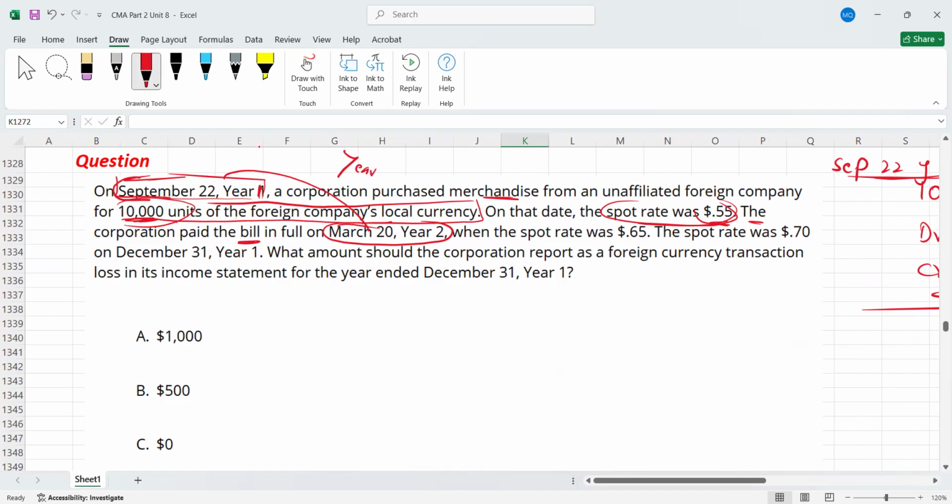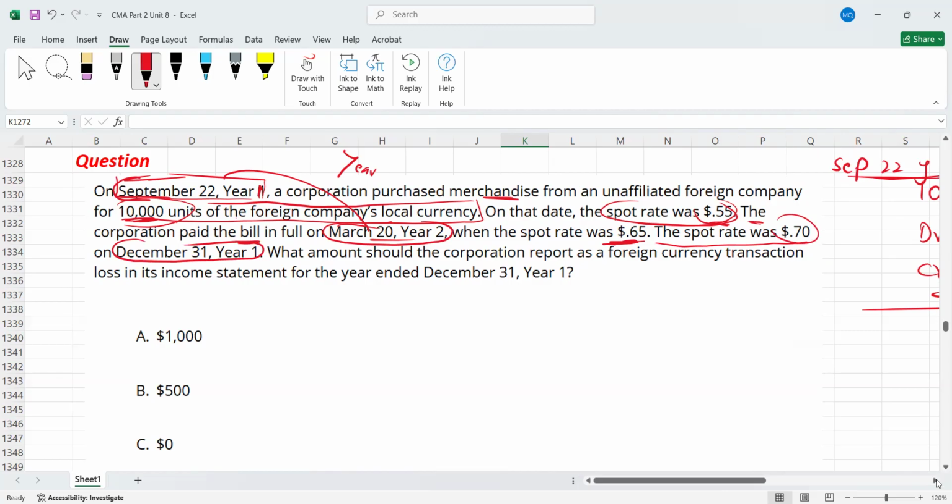They're saying the spot rate was 0.65. Please remember this spot rate is at March 20 year 2. But here we have another information. They're saying the spot rate was 0.7 on December 31st year 1. So this is the spot rate at the end of the year actually.